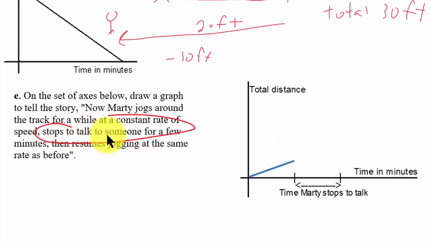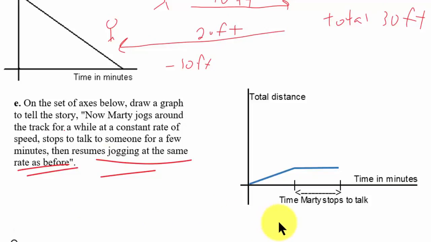Well, if Marty stops to talk to someone, his total distance is not going to increase. It's not going to decrease. So we'd have a horizontal line that might look something like this. Okay, so Marty jogs for a while, then stops. And then the last part, then resumes jogging at the same rate as before. And this would be the last line.